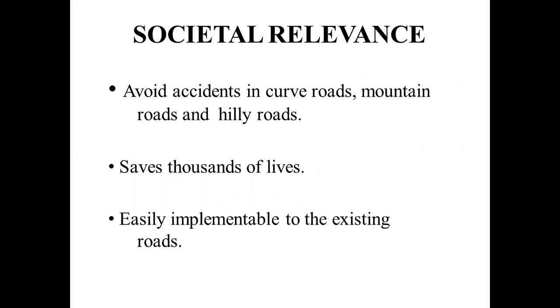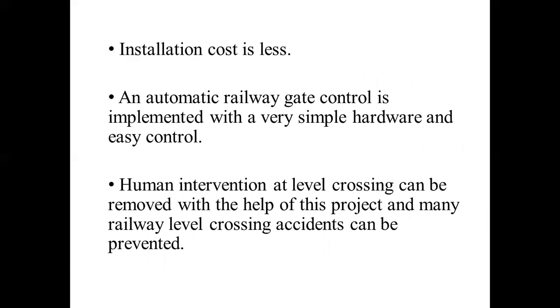And coming to the societal relevance, it avoids accidents on curved roads, mountain roads, and hilly roads. It saves thousands of lives, easily implementable to the existing roads, and even the installation cost is very less. An automatic railway gate control is implemented with very simple hardware and is easily controllable, and human intervention at level crossings can be removed with the help of this project, and many railway level crossing accidents can be prevented.